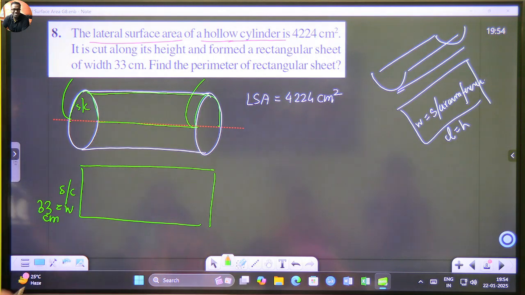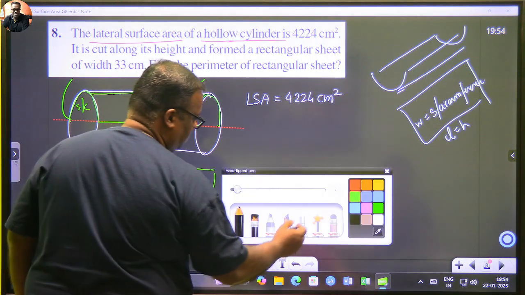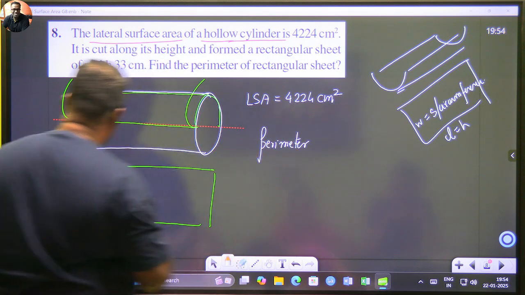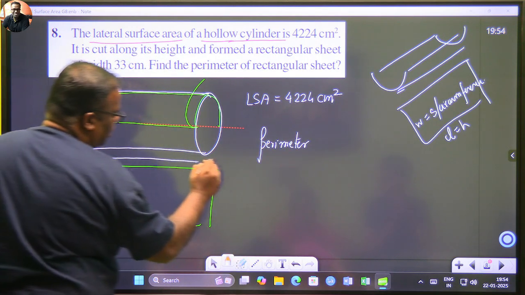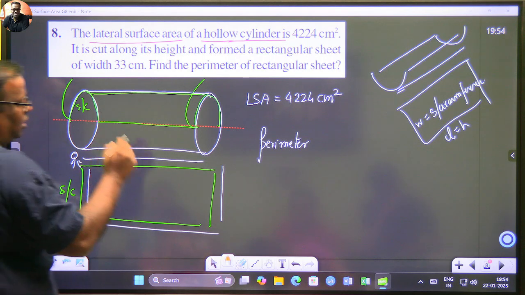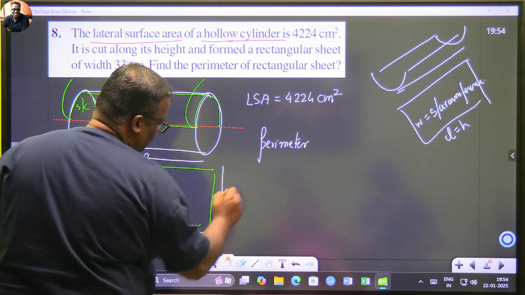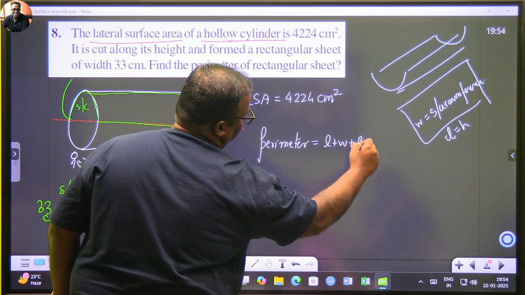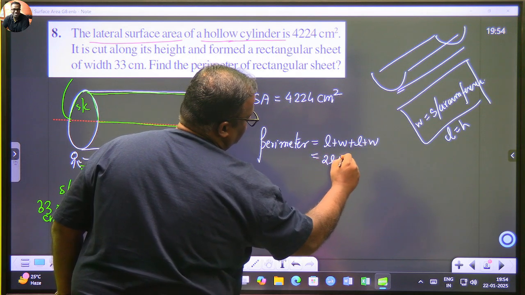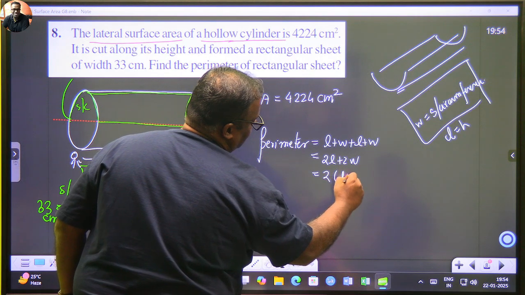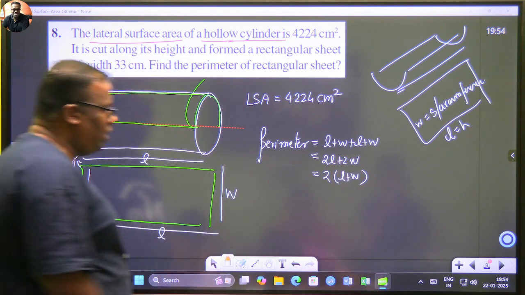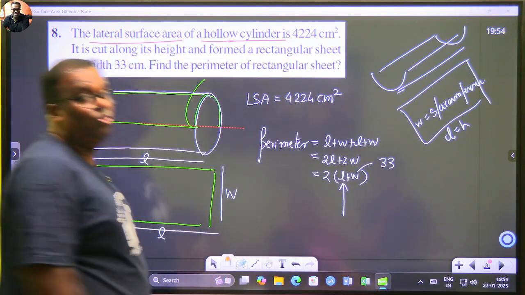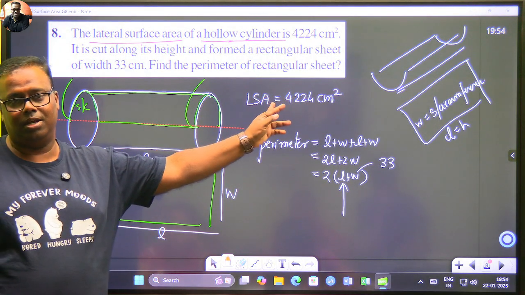Okay, find the perimeter. What is the perimeter of a rectangle? What do we understand by perimeter? Perimeter means position yourself here, move here, move here, move here, and again come back here. So you are going L, then width, then again L, again width. So perimeter is equal to length plus width plus length plus width, which is equal to 2 times length plus 2 times width, which is equal to 2 times length plus width. Now, in order to find perimeter, we need what? Length. Width is already given to you, 33. You don't know length. Where will length come from? It will come from here.